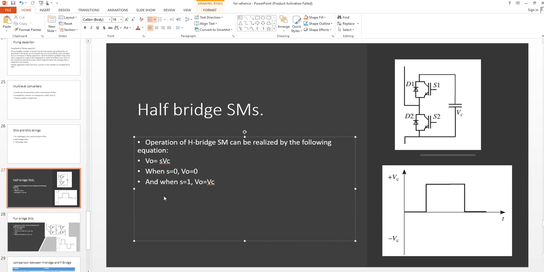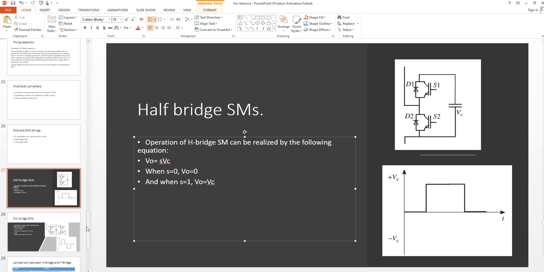So this is a typical operation of a half bridge submodule. If the value of this S is 1, we will get a positive voltage, and if it is 0, we will get nothing in the output voltage. Okay, this is a half bridge submodule.